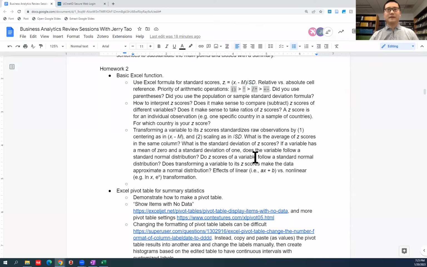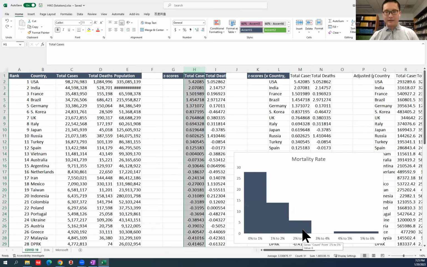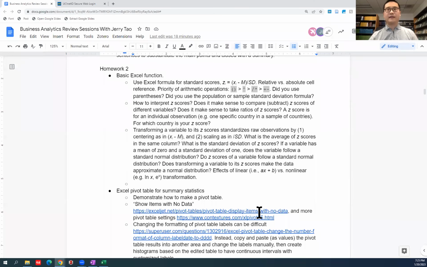So now it comes to my follow-up questions. What's the average of these z-scores that you calculate? For example, for total cases. Any quick answers? Could you ask that question one more time, please, Jerry? Yeah, sure. My question was, what was the average of the z-scores we calculated for a column, for example, total cases? And adding to that, what's the standard deviation of the z-scores?